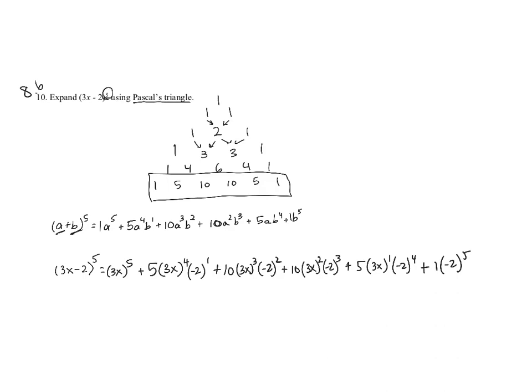So this first term, 3x raised to the 5th power, let's see, 3 to the 5th is 243, so that's going to be 243 x to the fifth.